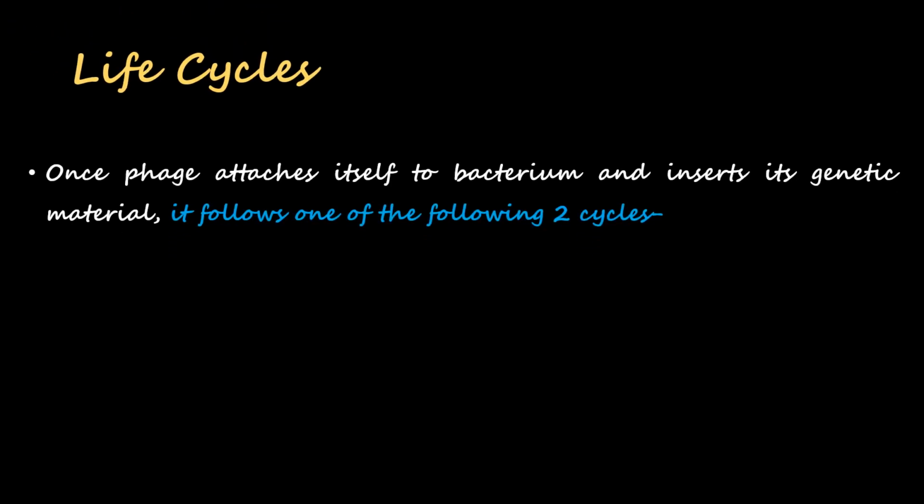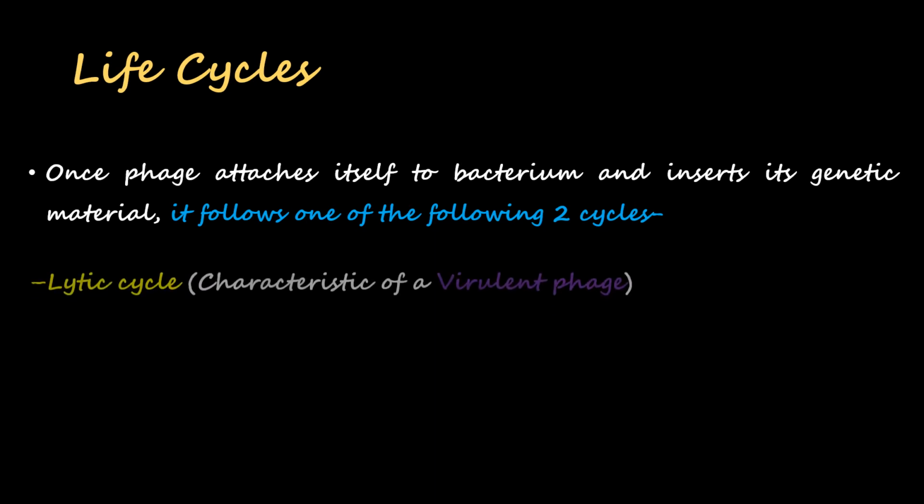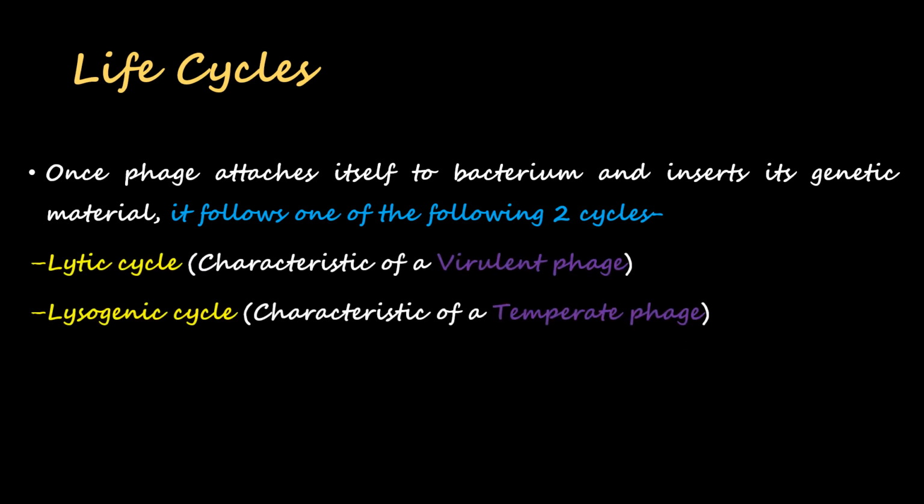Life cycles. Once phage attaches itself to bacterium and inserts its genetic material, it follows one of the following two cycles: a lytic cycle or a lysogenic cycle. Lytic cycle is characteristic of a virulent phage, the phage which damages or kills the bacteria, whereas lysogenic cycle is the characteristic of a temperate phage which is not so damaging to the bacteria.